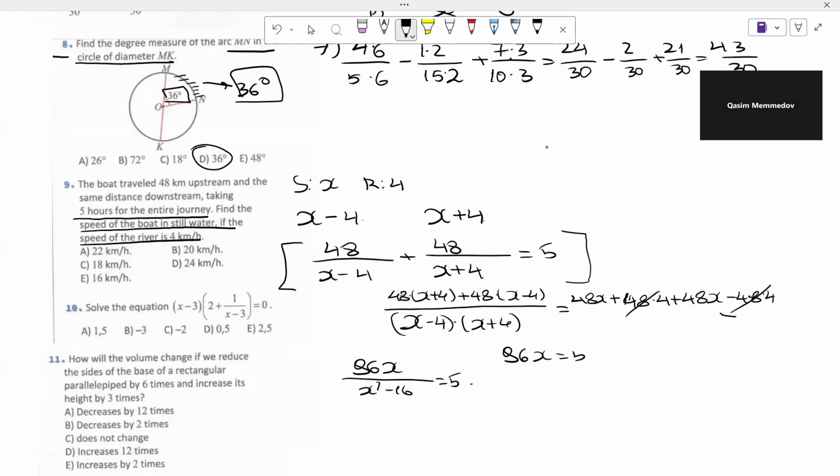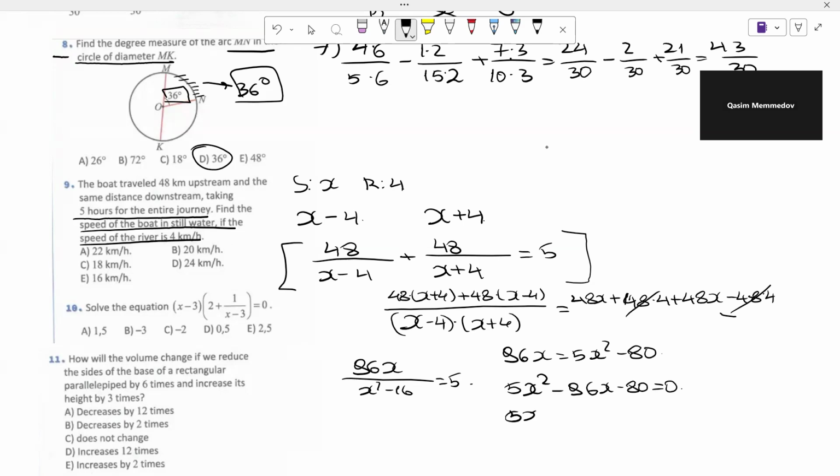49x equals 5x squared minus 80. And the final equation like that: 5x squared minus 49x minus 80 equals 0. For finding the roots, we can write it like that.